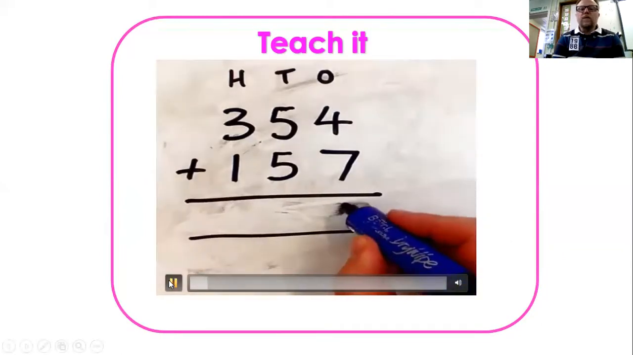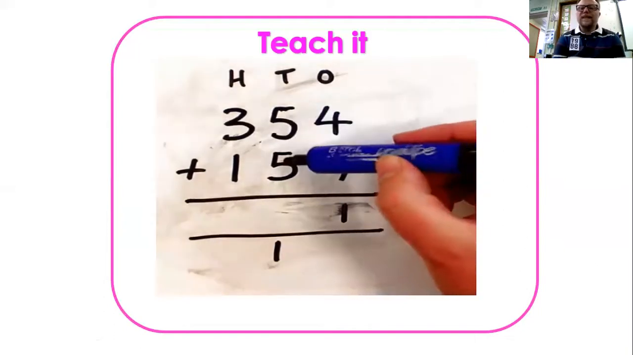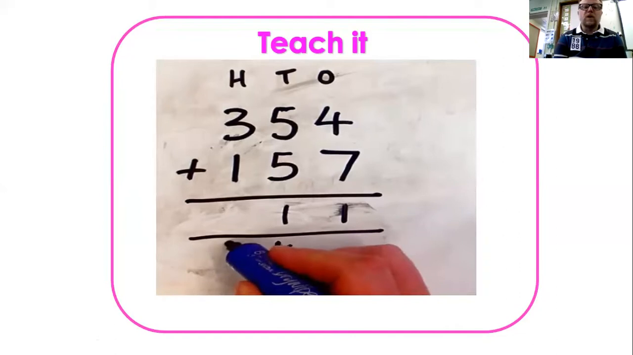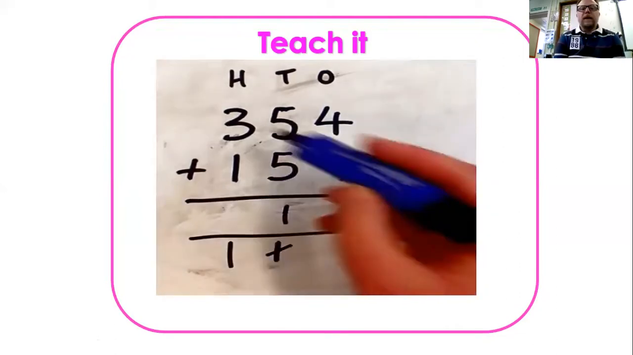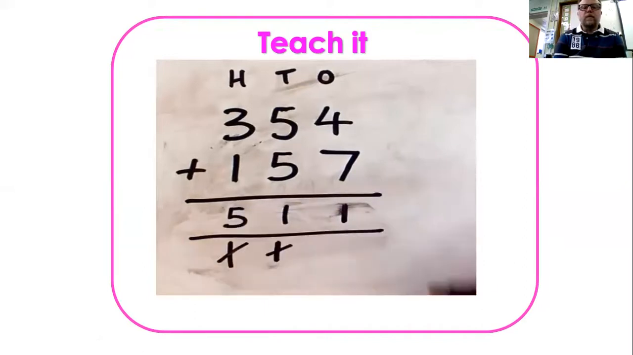So I'm going to add my ones up first. 7 add 4 is 11 ones. So that's 1 one, and I've made an extra 10. Then I add up my tens. I've got 11 tens, which is 10 tens and 1 more, and 10 of those tens make an extra 100. Then I add my hundreds up. And 3 plus 1 plus another 1 is 5, so 511. That took no time at all. It'll be as fast as a calculator.